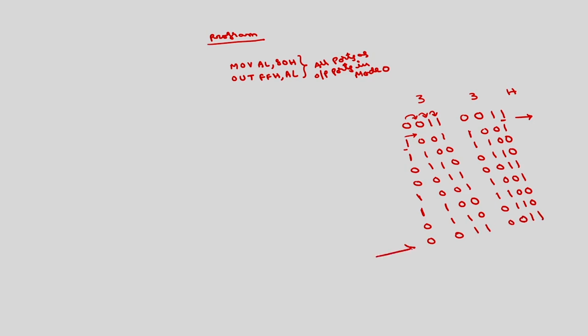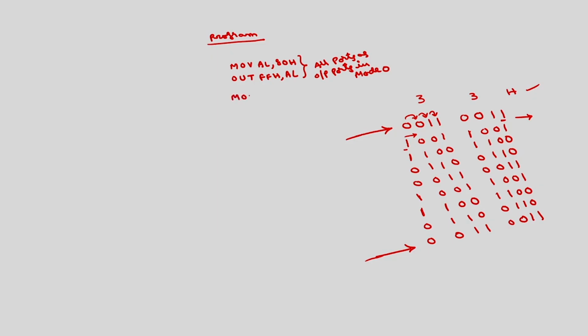This is the same as the initial sequence. These two are the same. Means after the 8th rotation you will get 33H again. If you take 33H in the AL register, it goes on rotating 8 times, and after the 8th rotation you again get the same 33H. That is why I am going to take this 33H.